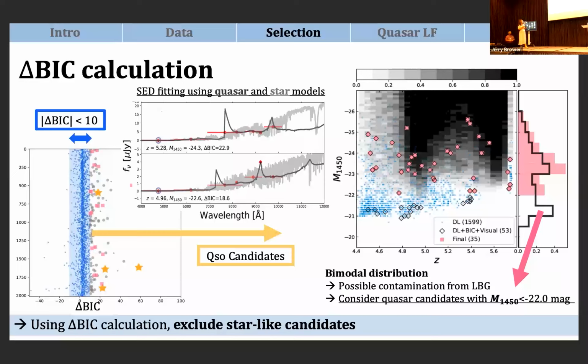And we visually inspected the HSC images of BIC-selected quasar candidates, and the visually inspected quasar candidates are expressed as black diamonds on this plot. These candidates have a bimodal distribution in absolute magnitude, implying possible contamination by line-of-sight galaxies. So we consider quasars brighter than -22 mag as our final quasar candidates.